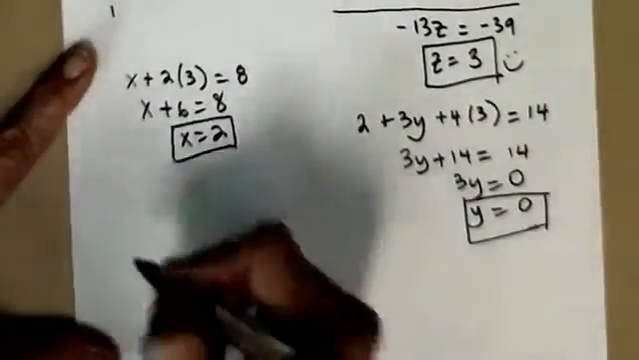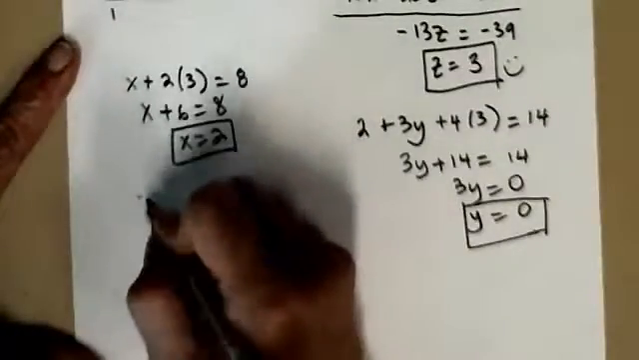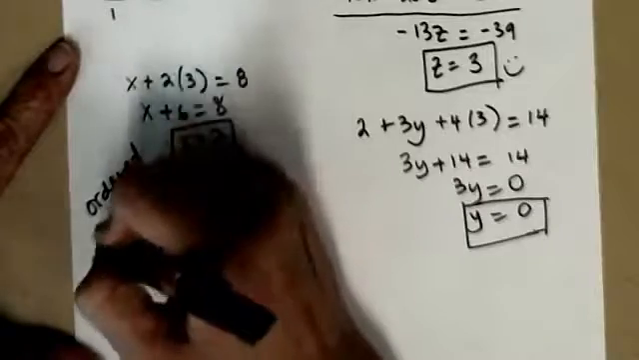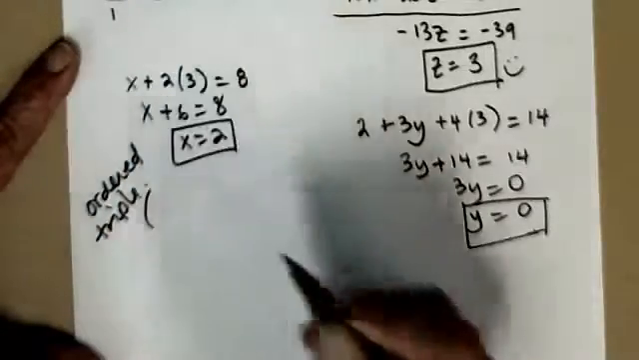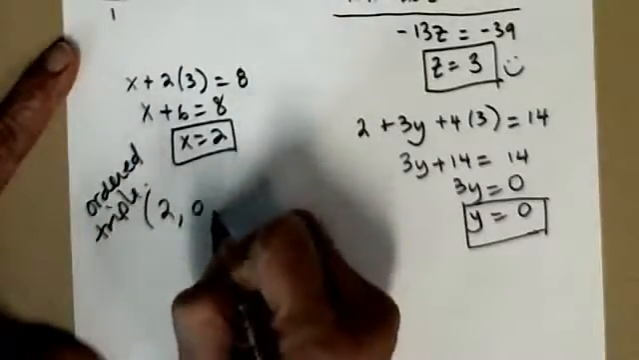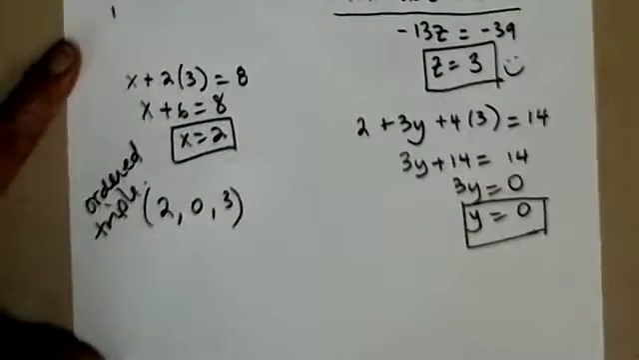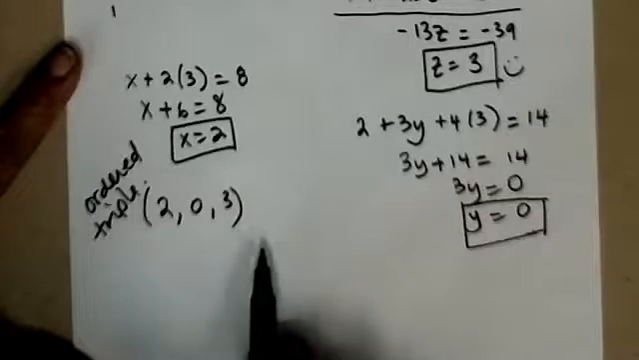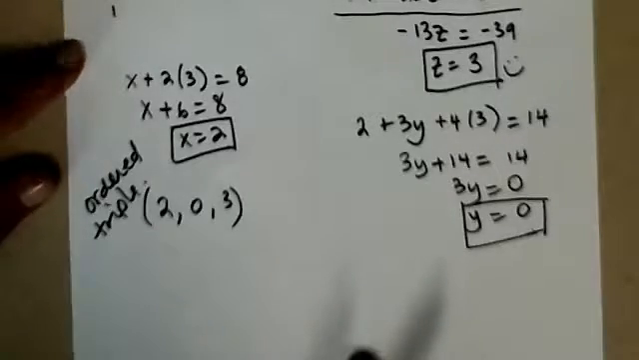So my solution, you can write it, it's called an ordered triple. x, y, z, 2, 0, 3. So this is the point in 3 space, in 3 dimensions, where those 3 planes would intersect.